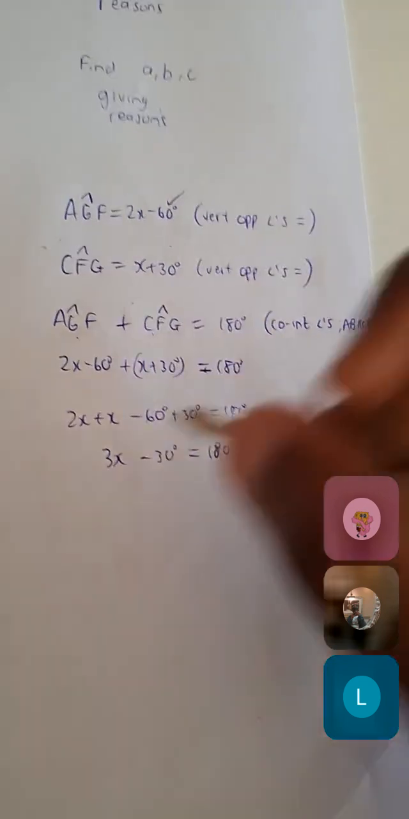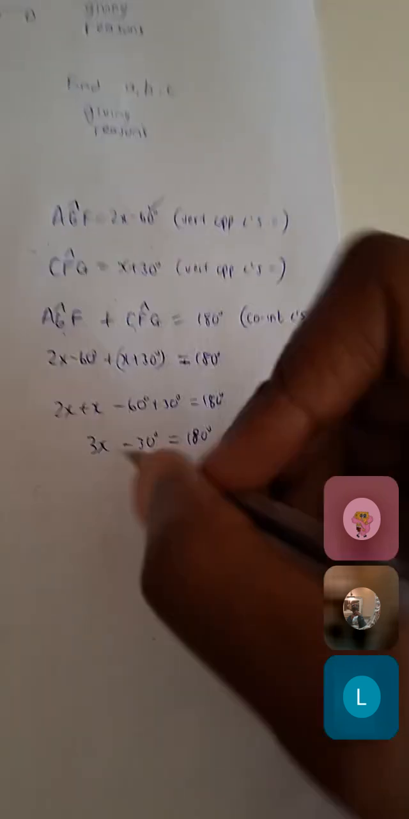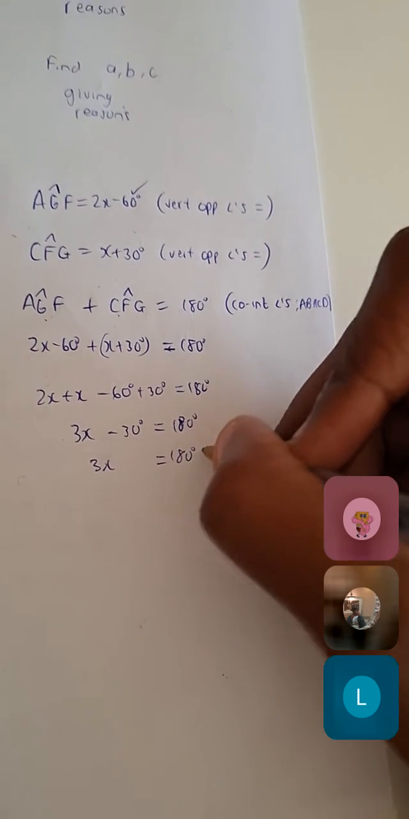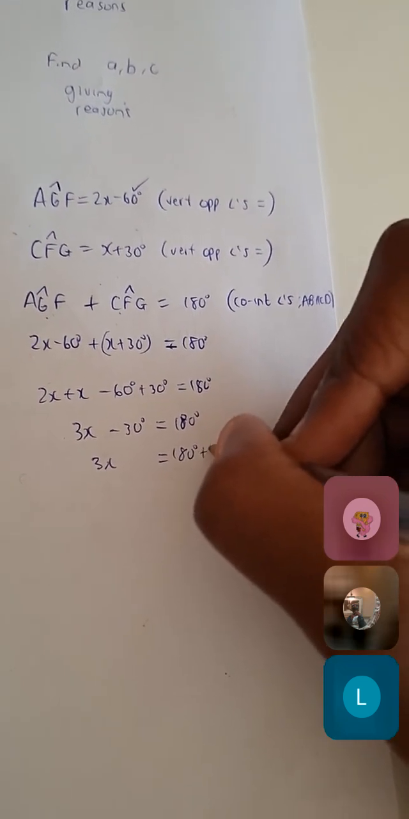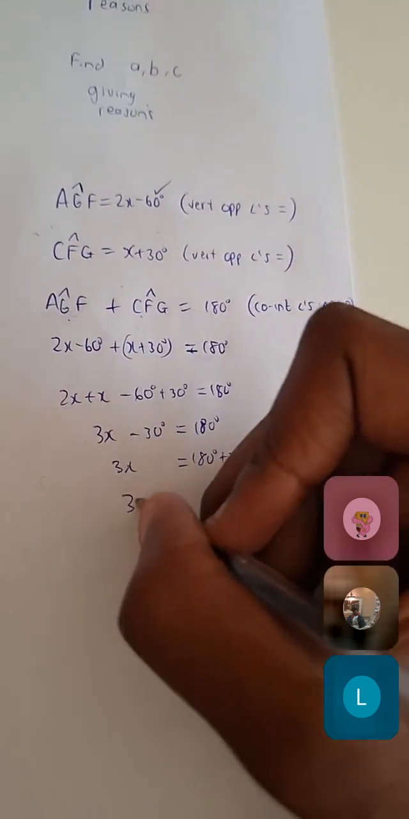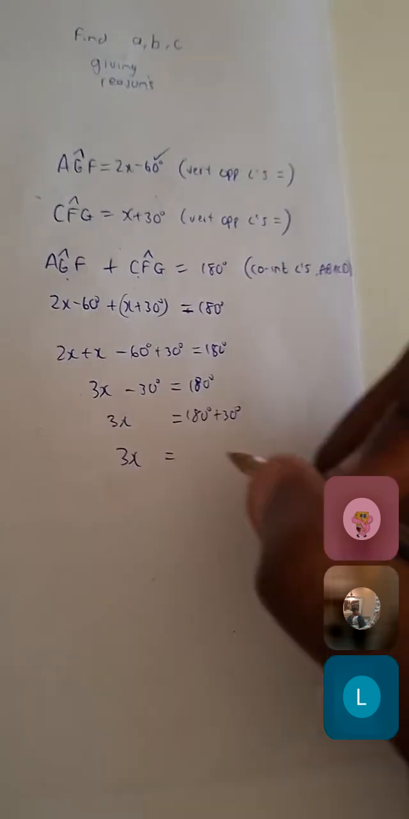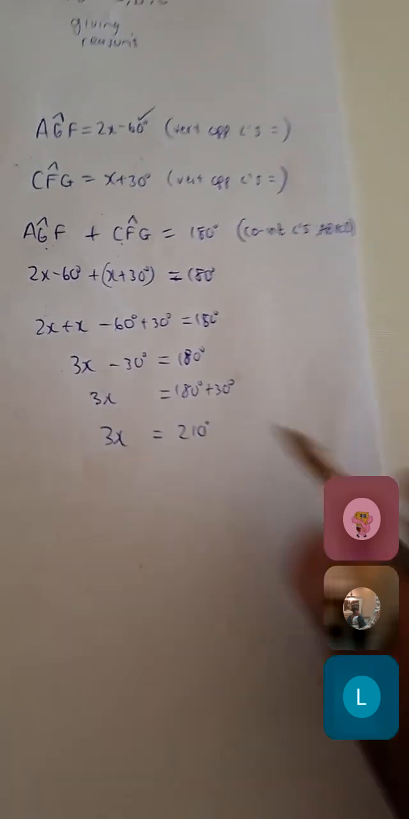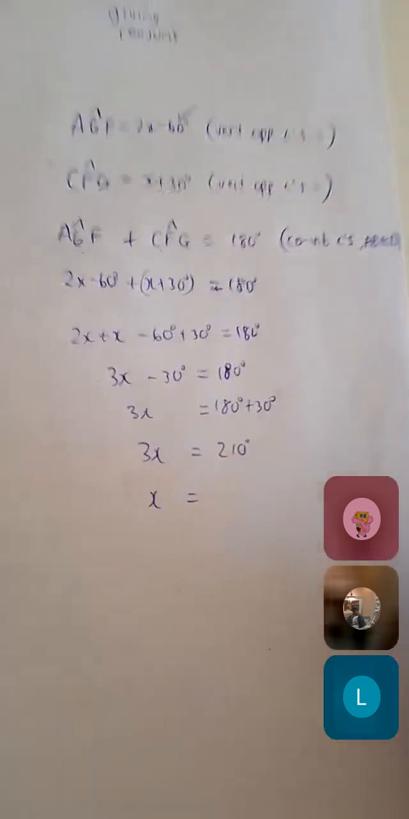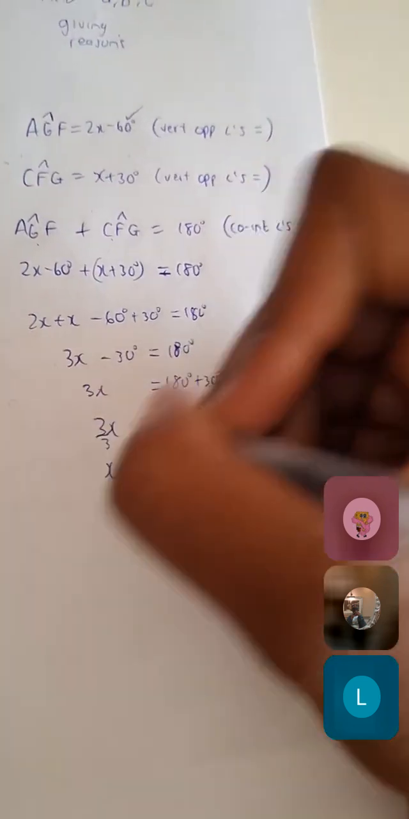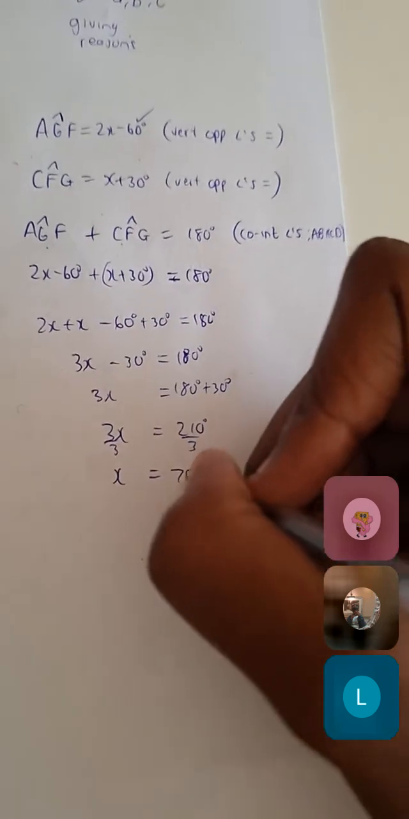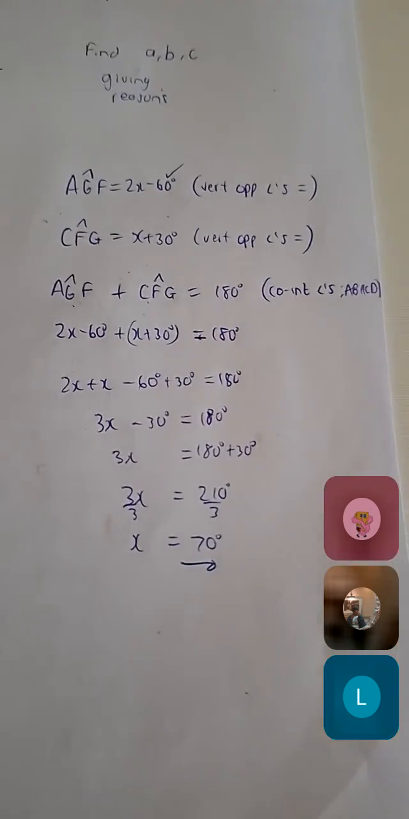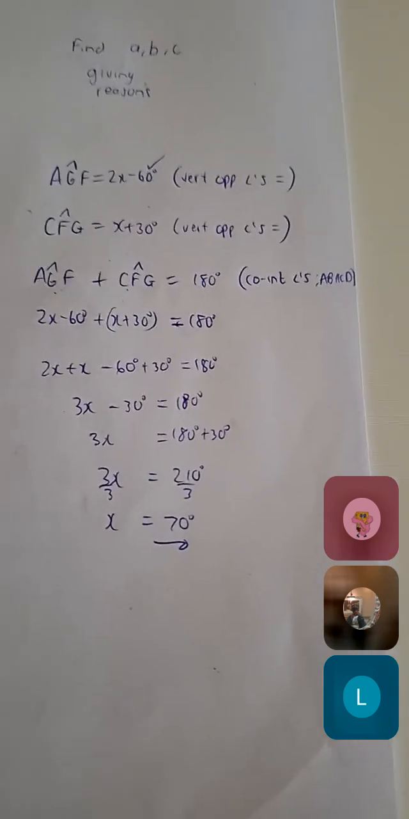3x is equal to 180 plus 30, very good, which is 210. Then we divide by 3, and you get 70 degrees. x is equal to 70 degrees. Awesome, okay, that was all. Tasha, thank you.